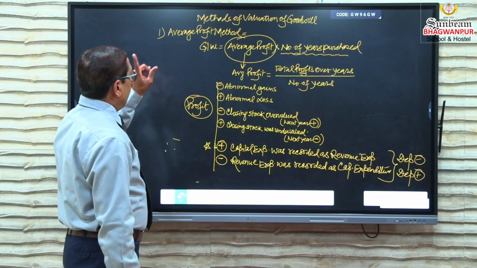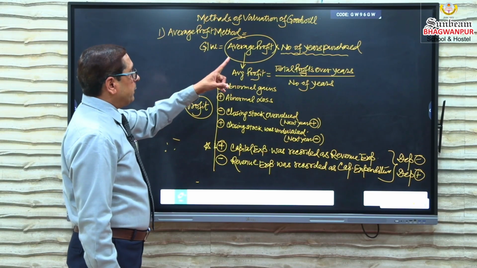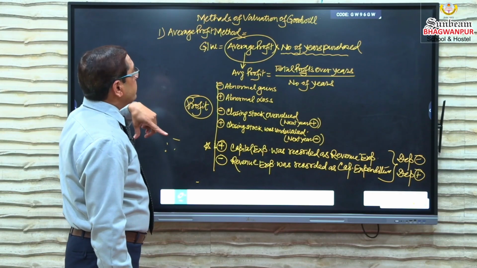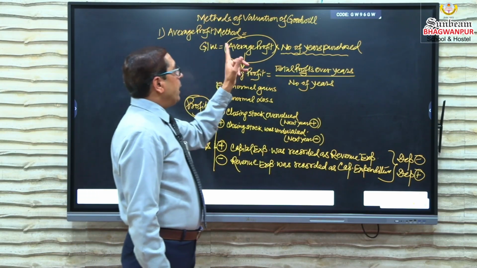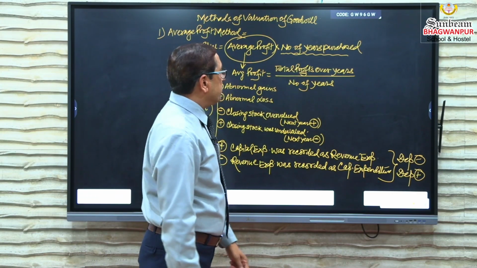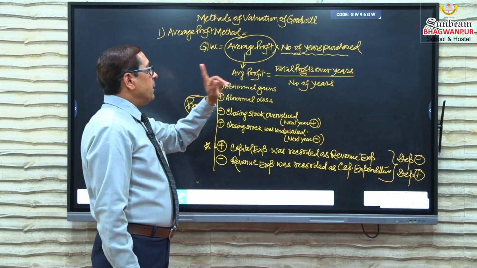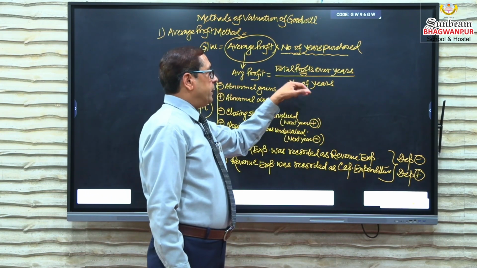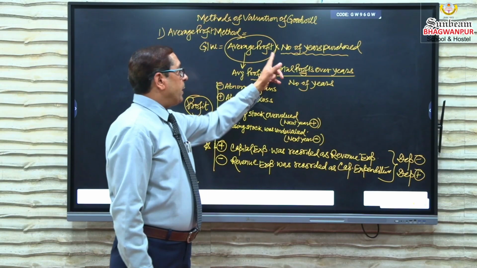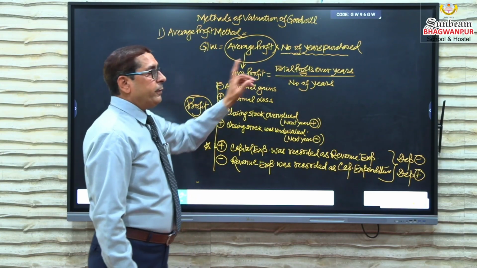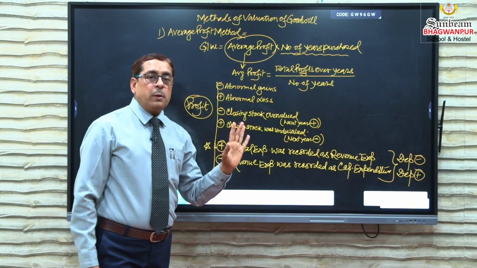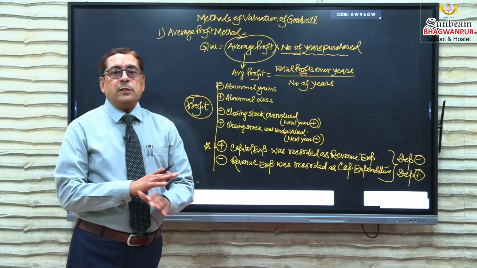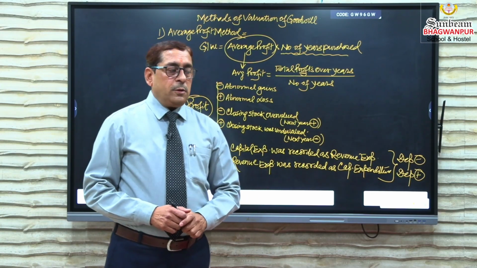This is one case, average profit method. Let's review it once again. Goodwill is equal to average profit multiplied by number of years' purchase. Average profit means the sum of total profits over the years divided by the number of years. The profit we are taking should be the normal profit of the business, which the business earns in its normal course of activities.